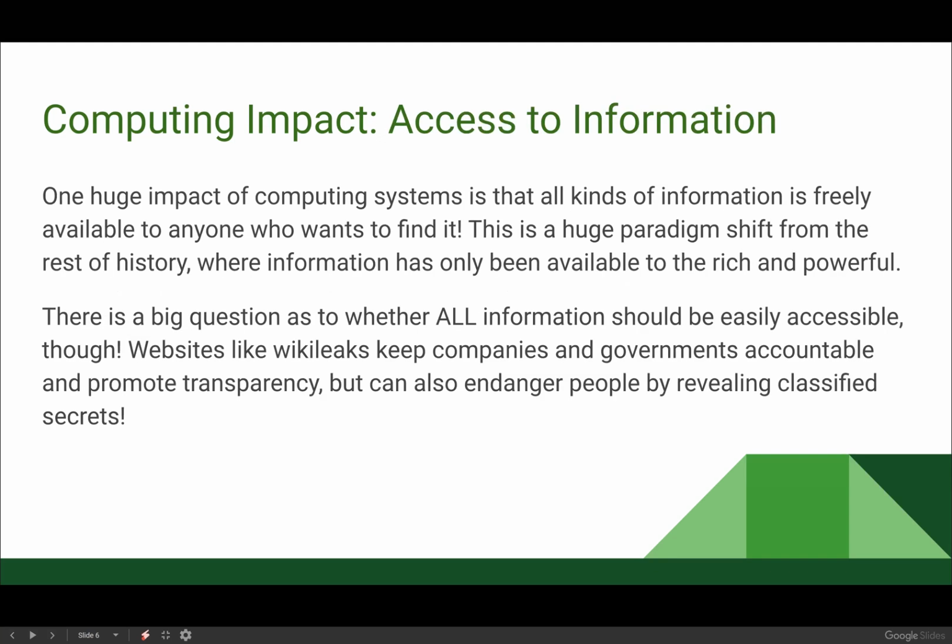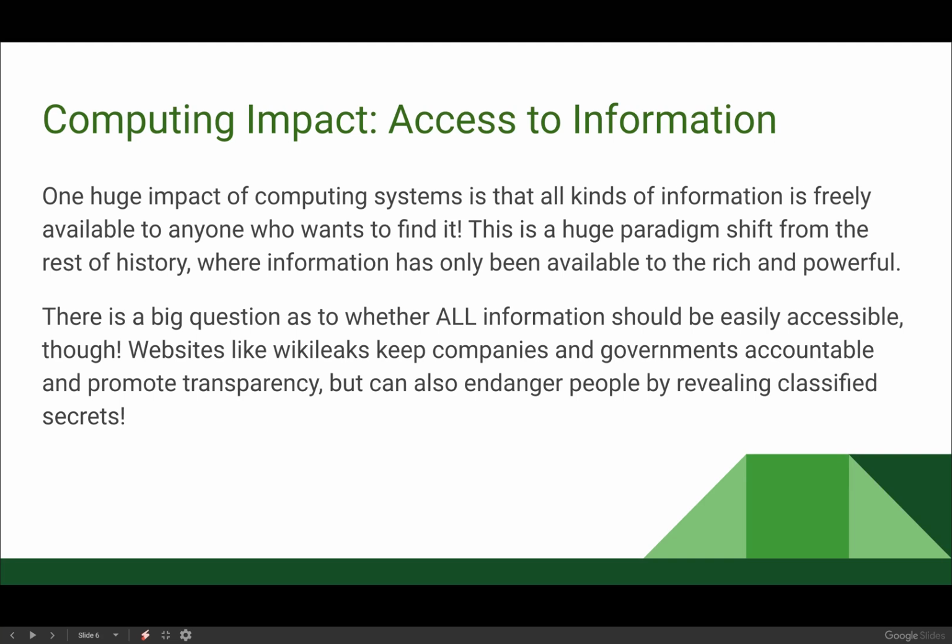So one thing that has been made hugely different as opposed to the past is access to information. The internet has enabled people from all over the world to gain access to so much more information than they ever have before. So anyone who wants to find anything, as long as they have an internet connection, can probably find it somewhere on the internet. So information is free and available to anyone.